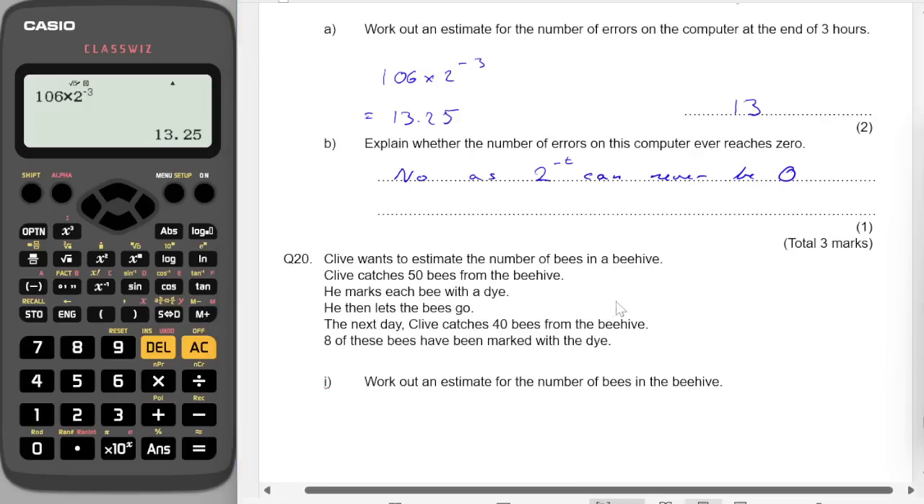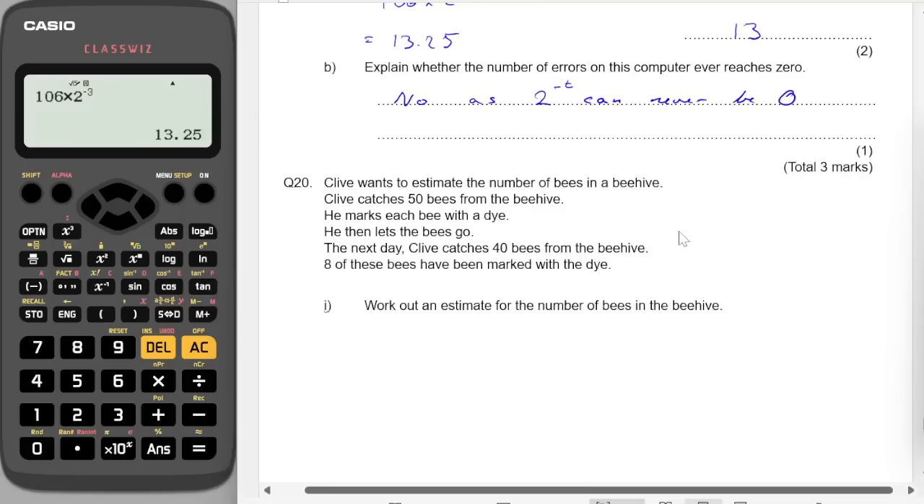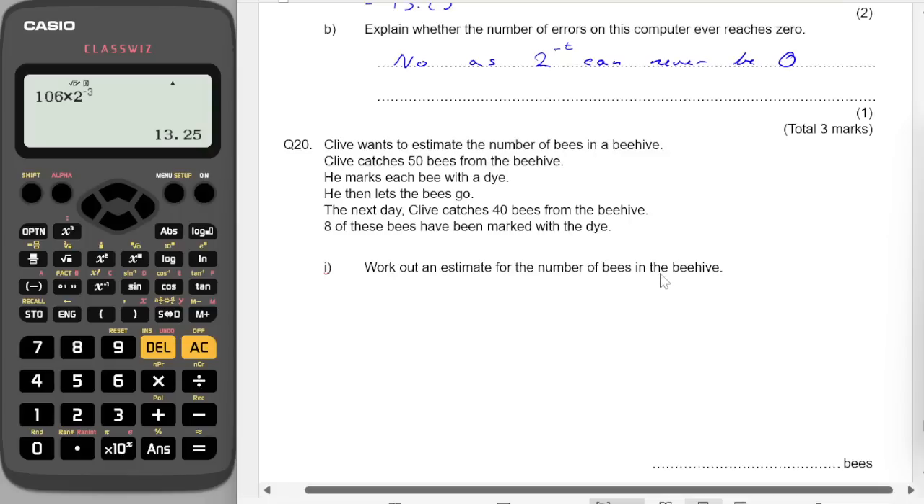Okay, question 20. Clive wants to estimate the number of bees in a beehive. Clive catches 50 bees from the beehive. He marks each bee with a dye. He then lets the bees go. The next day, Clive catches 40 bees from the beehive. 8 of the bees have been marked with a dye. Work out an estimate for the number of bees in the beehive.